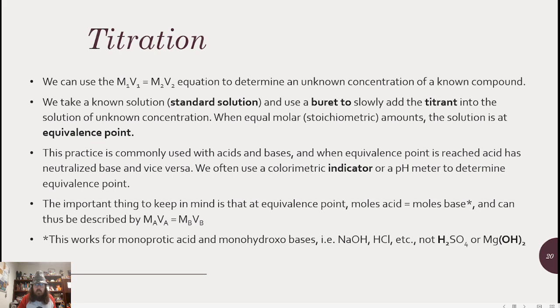But the one important thing to note: for this to hold true, the moles of acid must equal the moles of base. And because we're looking at acids and bases, we'll use MAVA equals MBVB. But this only works in situations where we have one equivalent of base and acid. It's not going to necessarily work with something like H2SO4 or Mg(OH)2. It becomes a much more complicated situation. So we have to worry about them being 1-to-1 ratios.